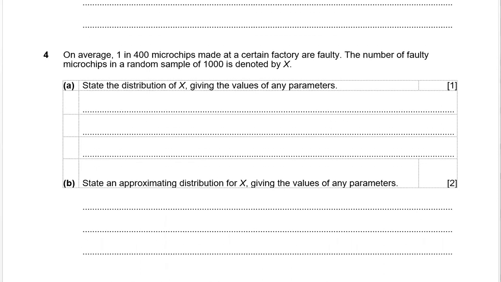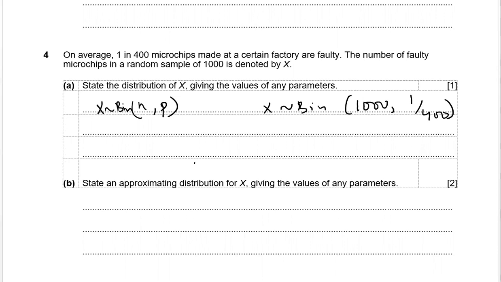Okay. Now it says that second part, question number 4. On average, 1 in 400 discs are faulty. The number of faulty networks is 1000. So we have N and P. So it means that X is following binomial. So X is following binomial. What is N? N is 1000. P is 1 upon 400. Okay. Now we have to state an approximating distribution for this.